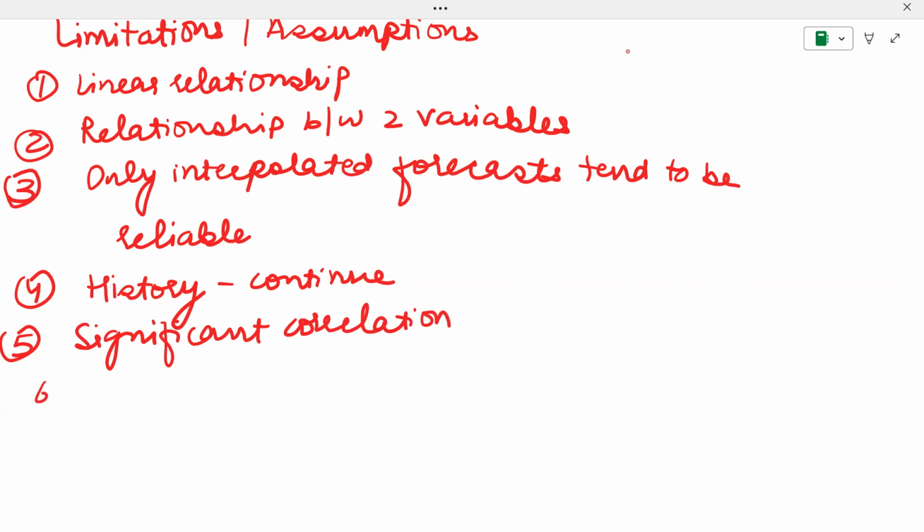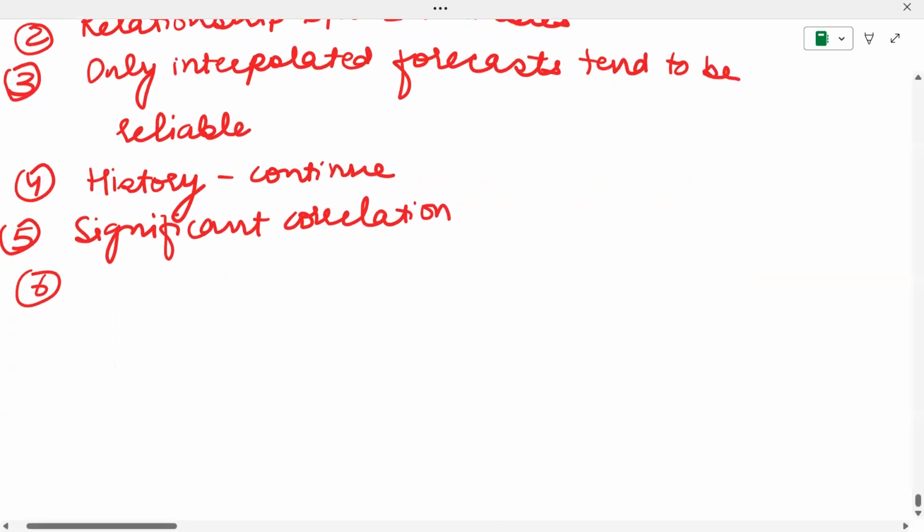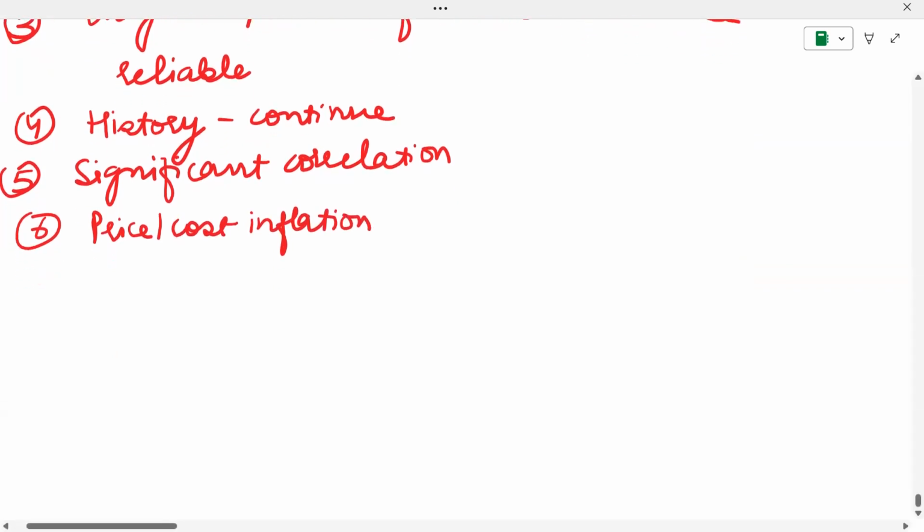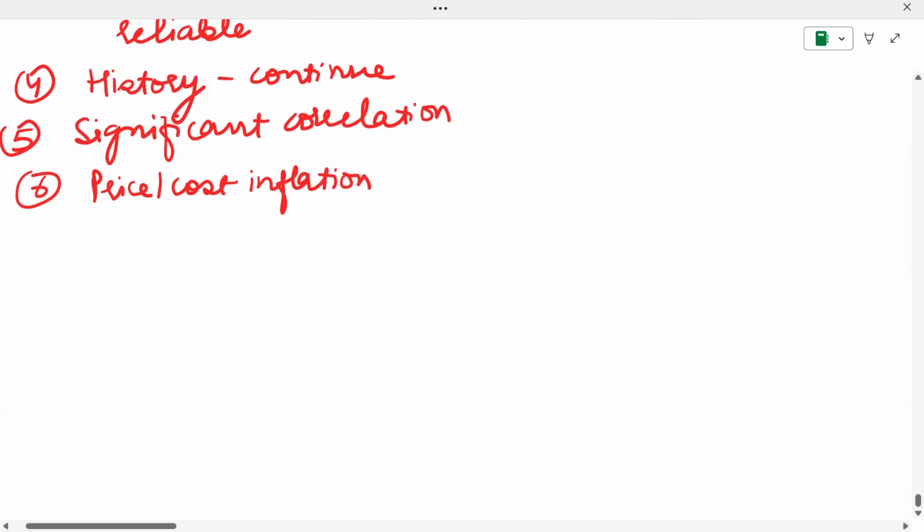And the last point that we talk about over here is that accuracy is reflected by the need to adjust historical data and future forecasts to allow for price or cost inflation. So obviously when you are using historical data to talk about the future, the history did not have as high inflation levels as we have today. So we'll have to adjust for that also.